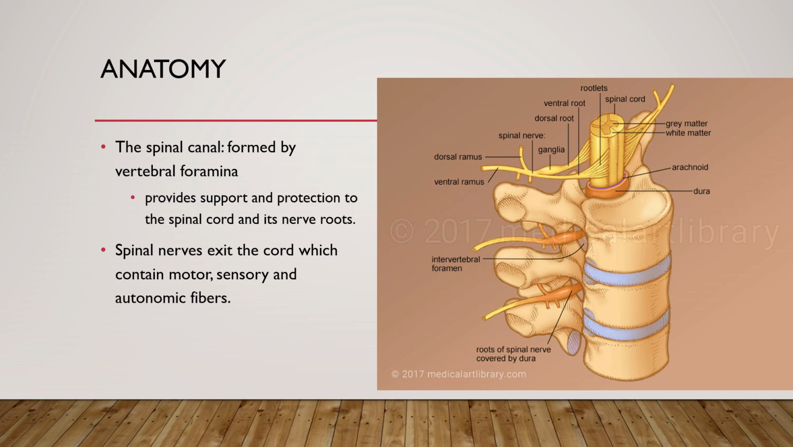The spinal canal is formed by the vertebral foramina, and its job is to provide support and protection to the spinal cord and its nerve roots. This is where the spinal anesthesia is injected. As you can see, that's the spinal canal, that's where the spinal cord lives. Intervertebral foramina are where spinal nerves exit the spinal cord. These spinal nerves have motor, sensory, and quite often autonomic nerves. An epidural injection affects these nerves primarily.